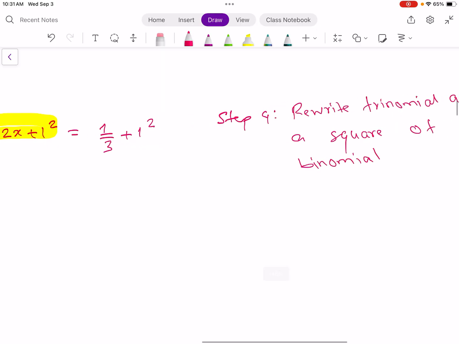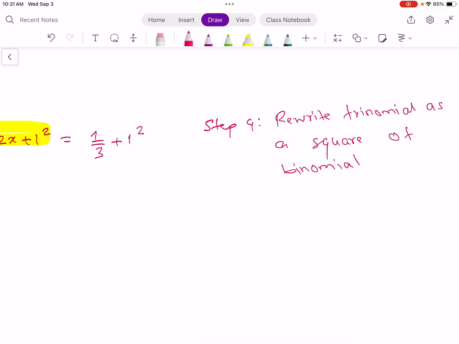So we have the trinomial on the left side, and we have to rewrite this trinomial as a square of a binomial. You will have this question on your first exam and on your final, like solving the quadratic equation using a completing square method. We'll practice more examples. I know this is not easy, but do not worry.